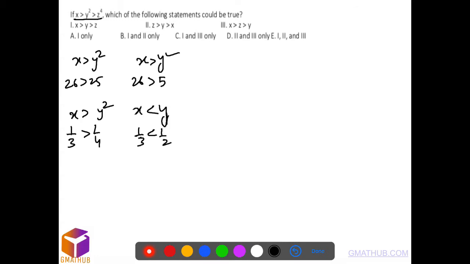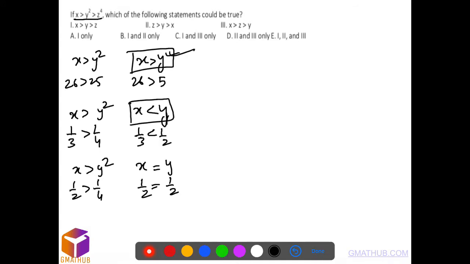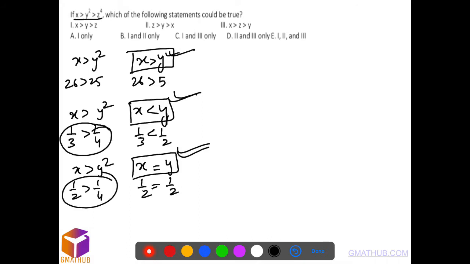X is smaller. And x bigger than y square, let's say 1 by 2 is bigger than 1 by 4. So x and y would be equal in that case. Okay, so x can be bigger than y, x can be smaller than y, x can be equal to y. All three inequalities are possible. These two inequalities would look a little less plausible. They are happening with fraction values when x and y are between 0 and 1.